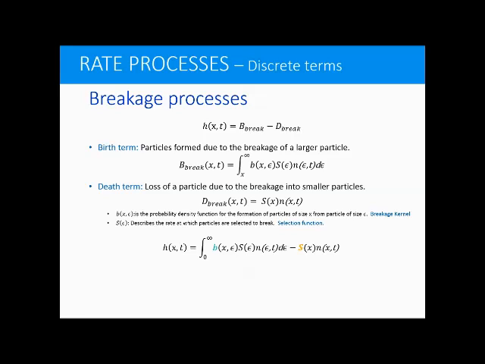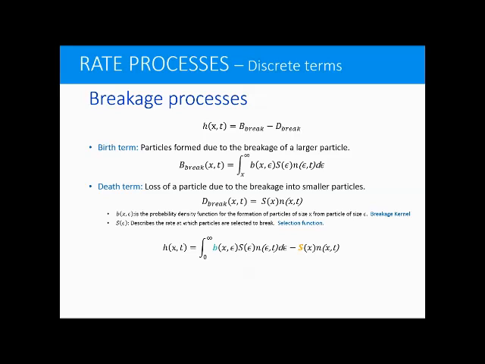Then there is the breakage rate, or the selection function, so how fast do particles of size epsilon break in this simulation, and then n is the number density, how many particles of size epsilon there are at this time. And by going over that, we find all the fragments of size x that are formed in that time step.